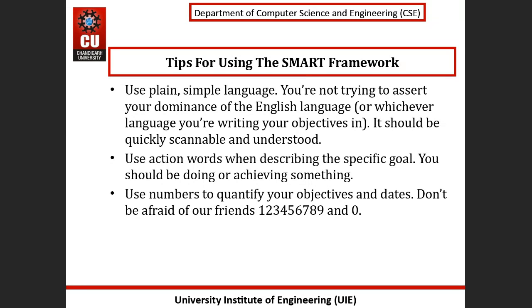If there is one person in the team who sets all the objectives, then these objectives should be clear to everyone. They should not be very hard and fast. Use action words when describing a specific goal, so you should be doing or achieving something. Use numbers to quantify your objectives, and dates. Fine. So these are the very simple tips.